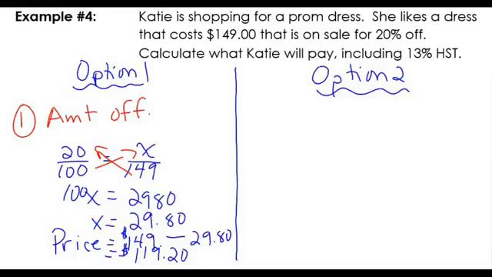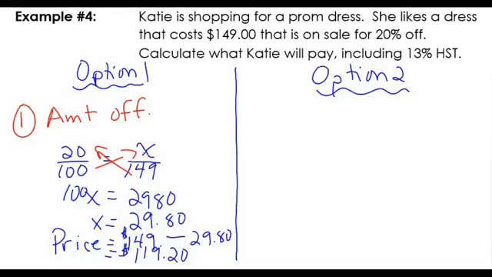So we haven't calculated tax yet, but the way that we're going to go about calculating tax can be done in a couple of different ways as well. So this is option 1 for figuring out what the 20% off is. Okay, and it takes a couple of steps.